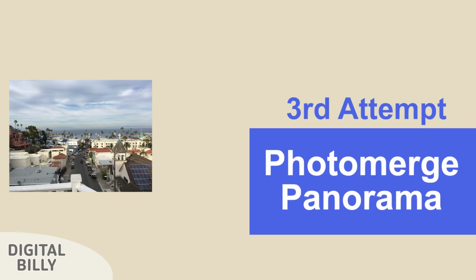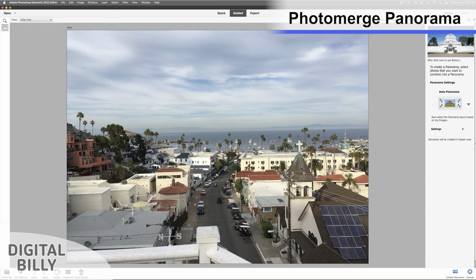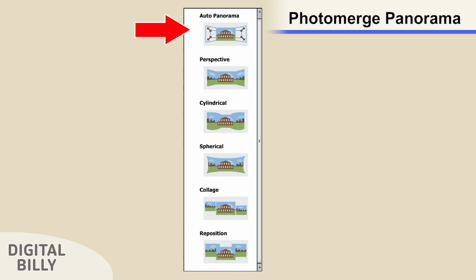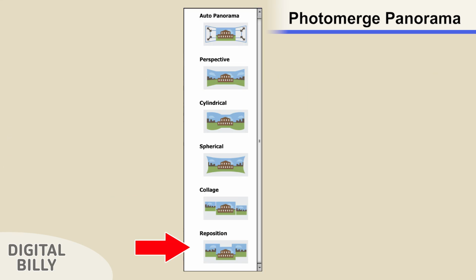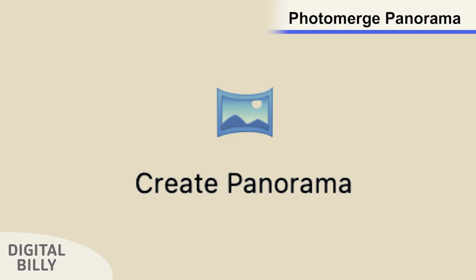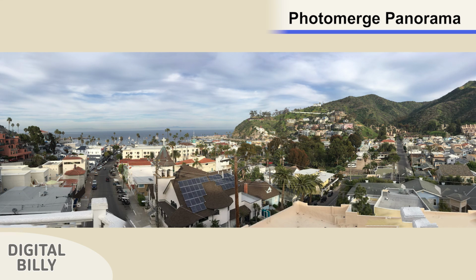For my third attempt, I open these 3 photos again. Then in the Photomerge Panorama controls, my prior 2 attempts used this Auto Panorama setting. Now I will try this bottom setting, the reposition one. So I select these 3 photos in the reposition setting, and I process them, and voila! Here is a beautiful panorama.